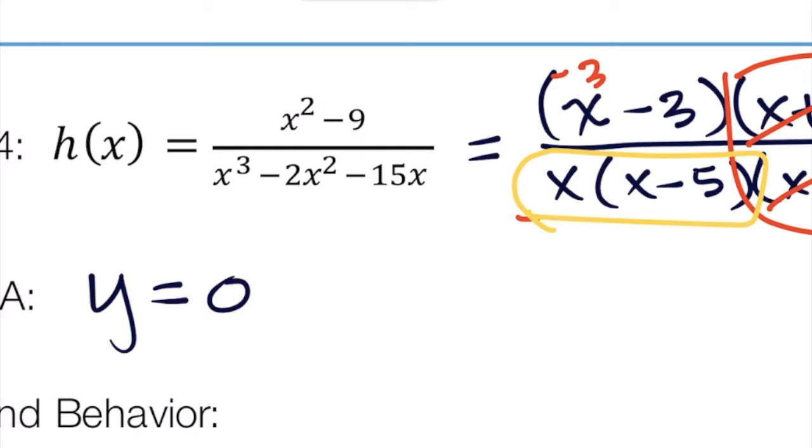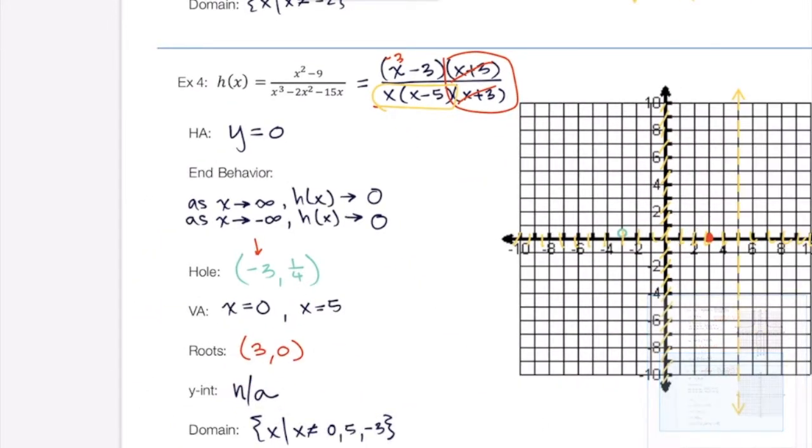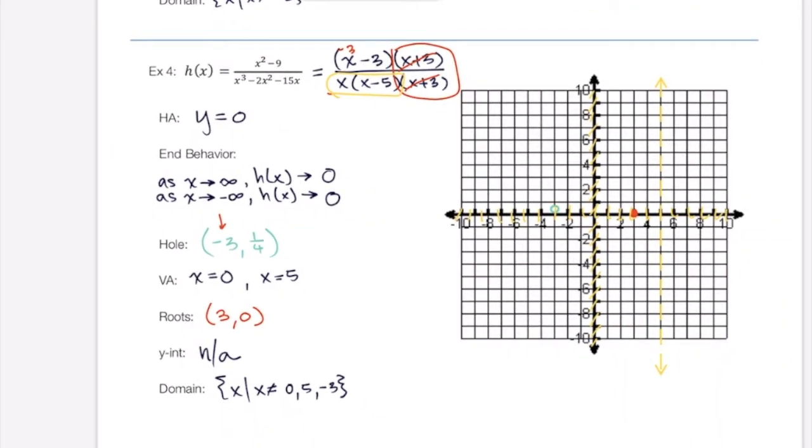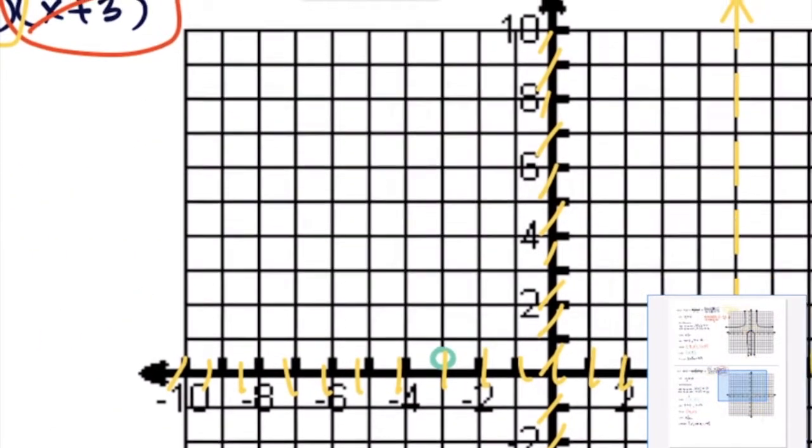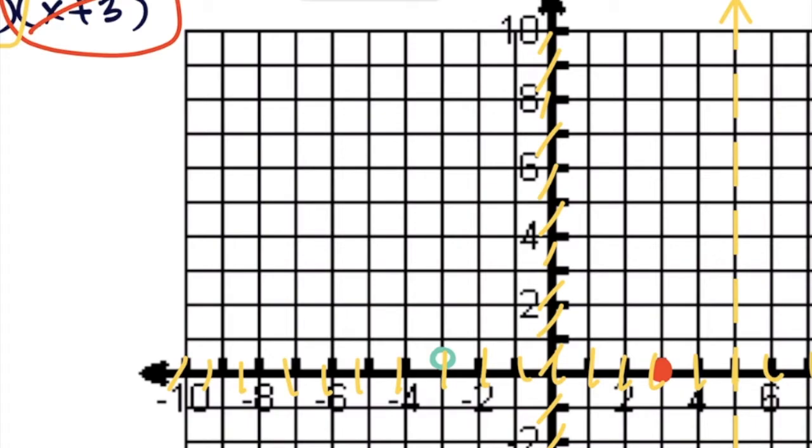So we don't have a y-intercept there. And then finally, we have restrictions on our domain. X cannot equal 0, 5, or -3. So the only thing we have left is to graph. Now, we know what the graph looks like to the left of the vertical asymptote and above the horizontal asymptote. It has to be like this because we have a hole there.